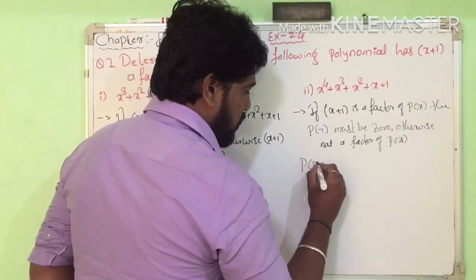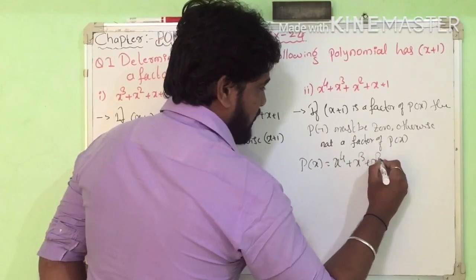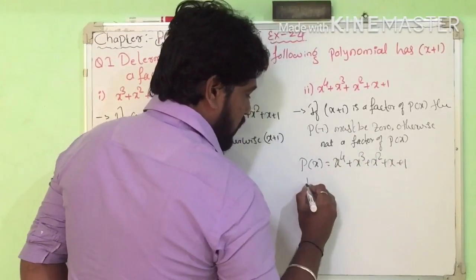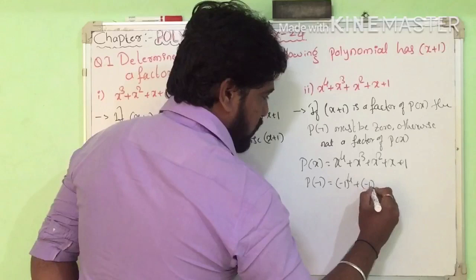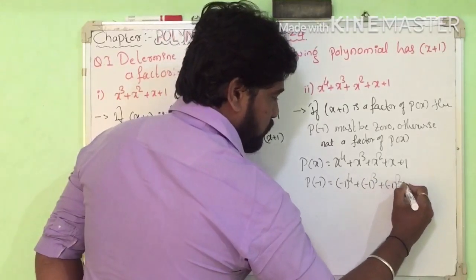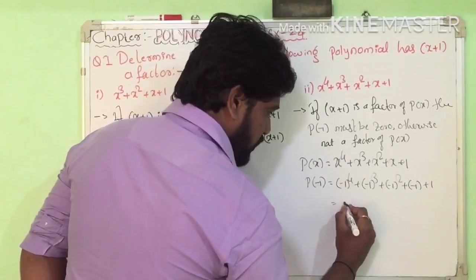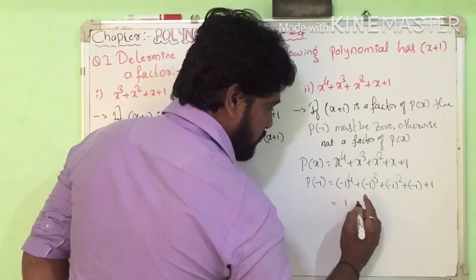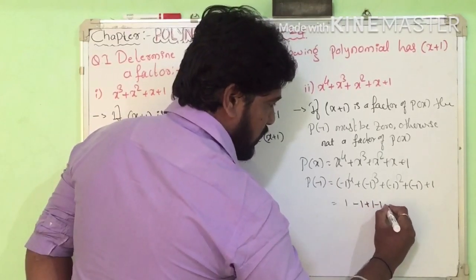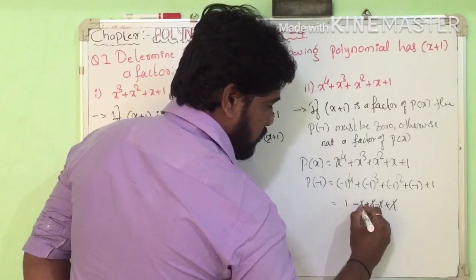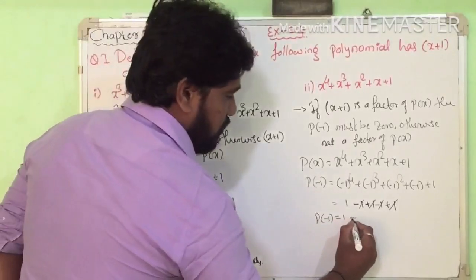So write down the given polynomial p of x is equal to x raised to 4 plus x cube plus x square plus x plus 1. So here x is replaced by minus 1. So minus 1 raised to 4 plus minus 1 raised to cube plus minus 1 raised to square plus minus 1 plus 1 as it is. So minus 1 raised to 4 is plus 1. Minus 1 cube is minus 1, plus minus 1 square is plus 1, and minus 1 as it is, plus 1 as it is. These two cancel, these two cancel. Here we got 1. So p of minus 1 is equal to 1. So it is not equal to 0.